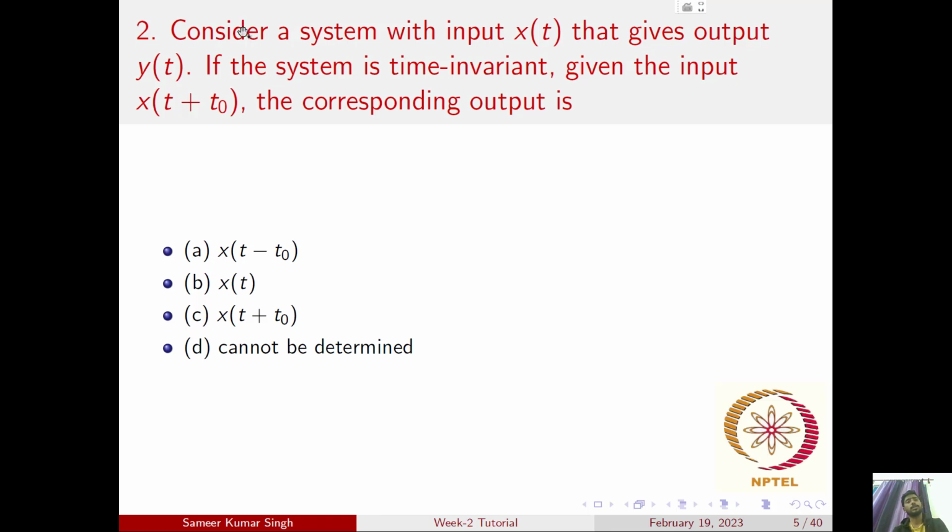I am again repeating this question. Consider a system with input x(t) that gives output y(t). For input x(t), we are getting the output y(t). And if the system is time invariant, that is the condition, given the input x(t plus t naught), where the input is shifted by t naught, then the corresponding output is.